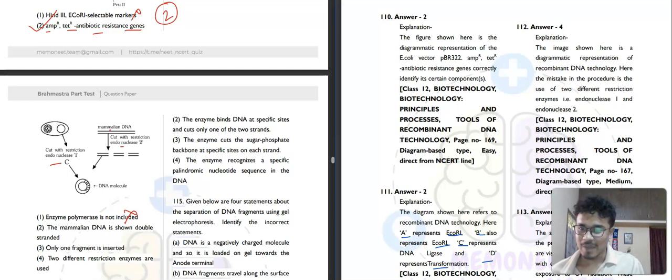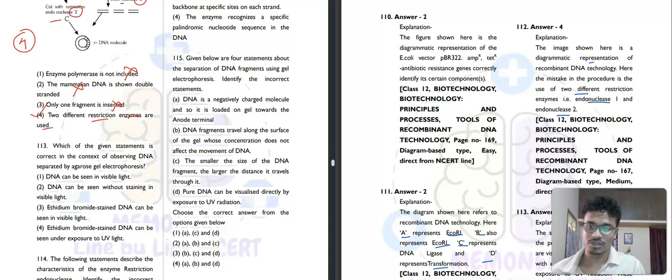Then, the mammalian DNA is shown double-stranded. Mammalian DNA is double-stranded, so nothing wrong in this. Only one fragment is inserted. So this is also not correct. Two different restriction enzymes are used, restriction endonuclease 1, restriction endonuclease 2. This is the mistake actually, because you can't use two, that will complicate the process. So the fourth option will be your correct answer.